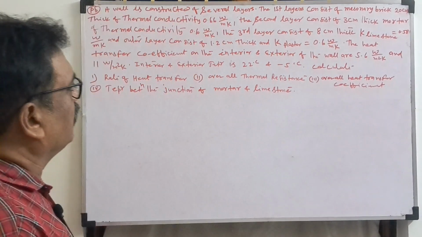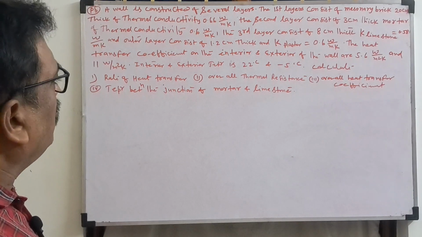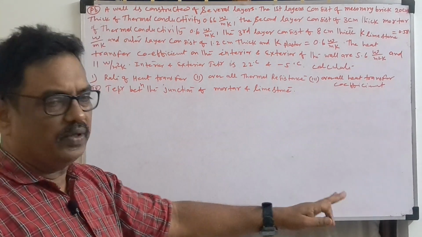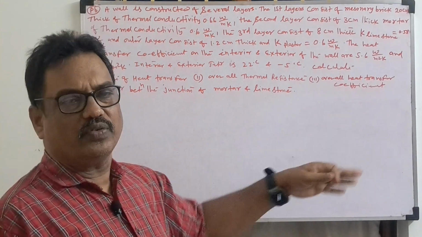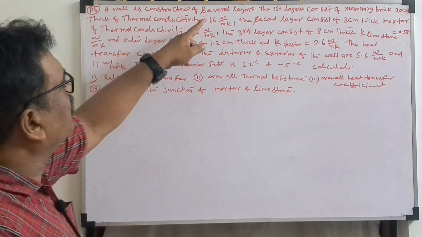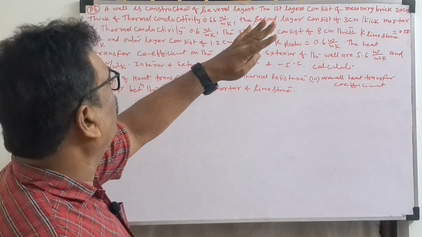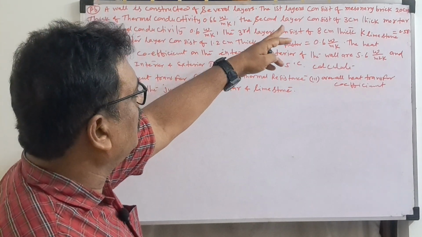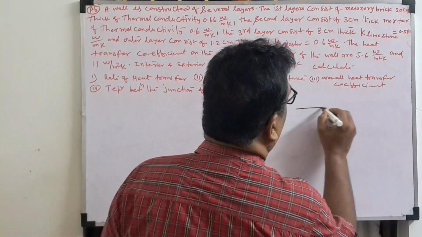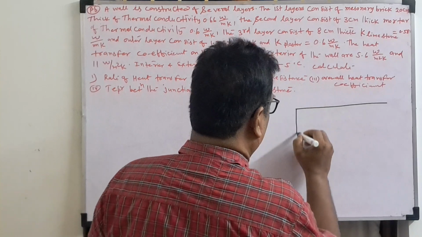So see this question. All the data will be transferred into the diagram, and one by one we will solve this question in steps. So what is given? A wall is constructed of several layers. It's more than one layer. The first layer consists of masonry block. So first of all draw the several blocks they are asking.